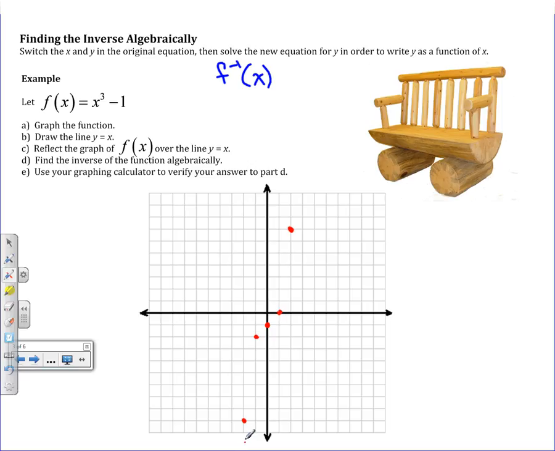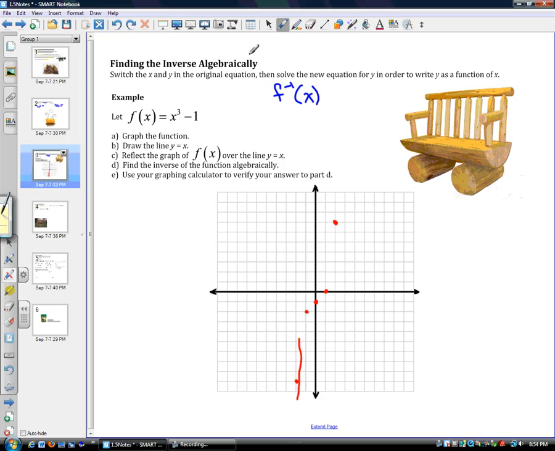All right, let me do the best I can. Oh yeah, that is not the best I can. And we want to connect our dots so that it looks like a cubic function. Not bad. Would have been a little bit better on the board. Not bad at all. So, the next step says draw the line y equals x.